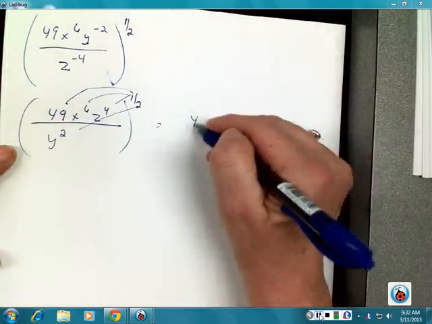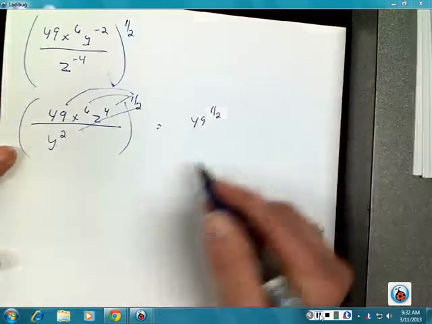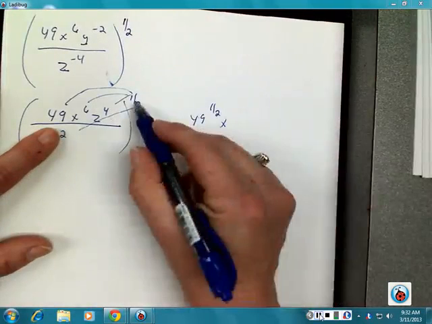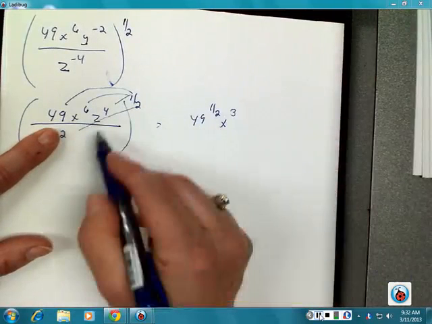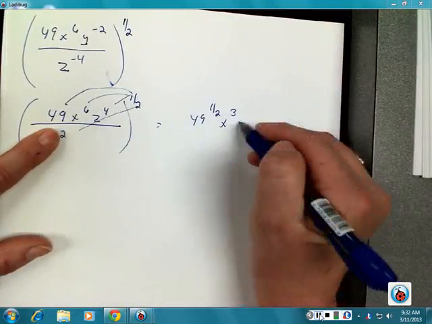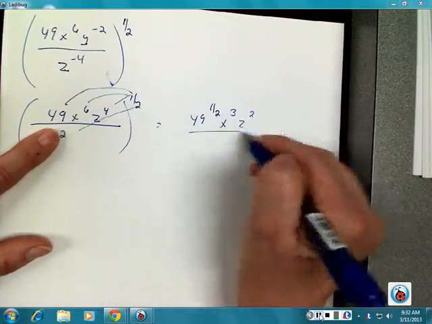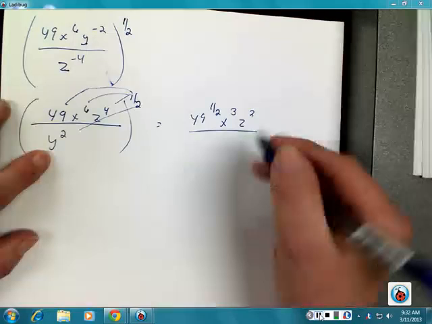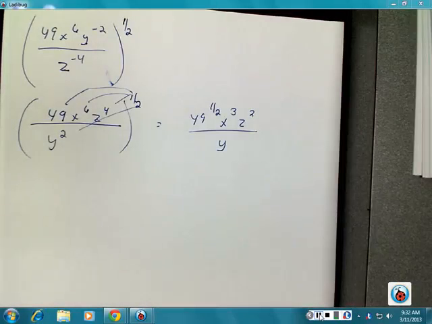So 49 to the 1/2. X, 1/2 times 6 is 3. Z to the 4th is z squared. And y squared is just simply plain old y.